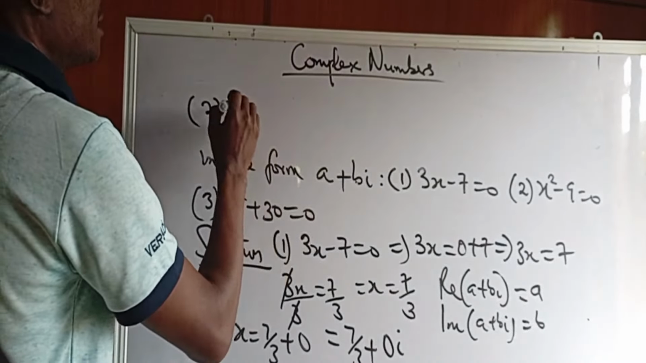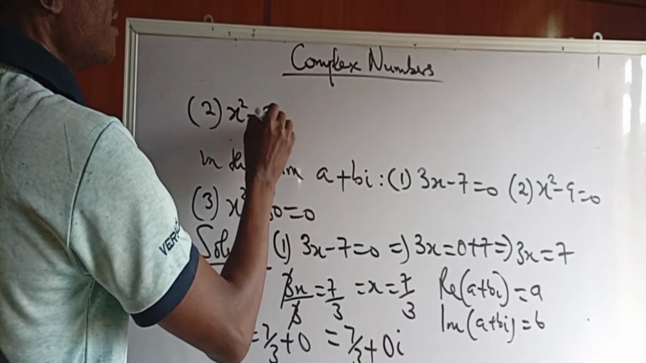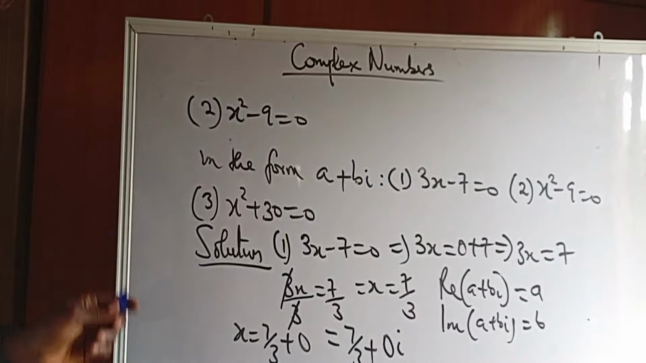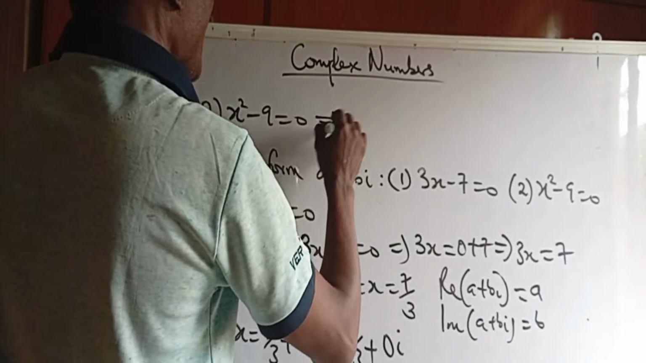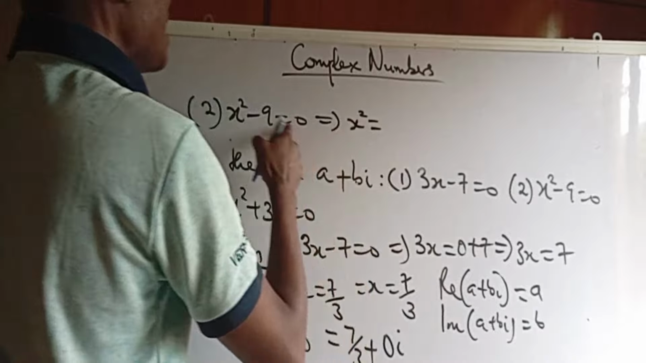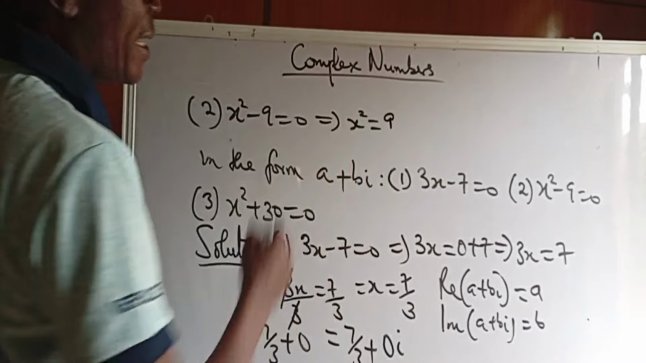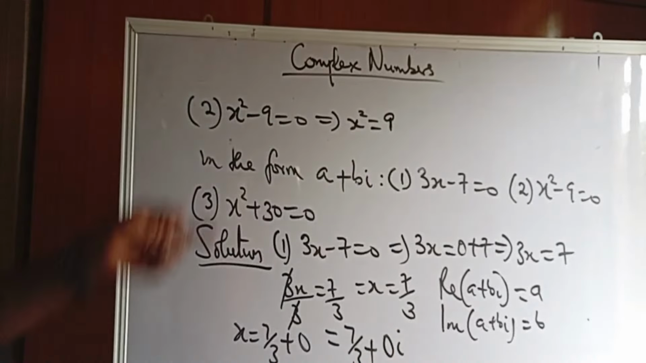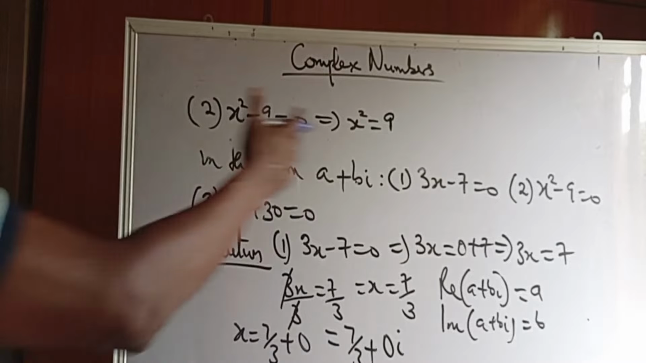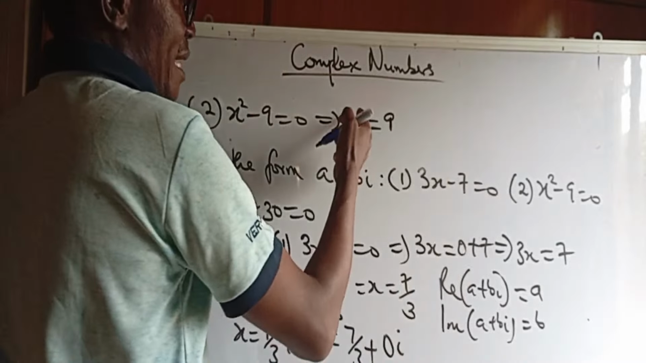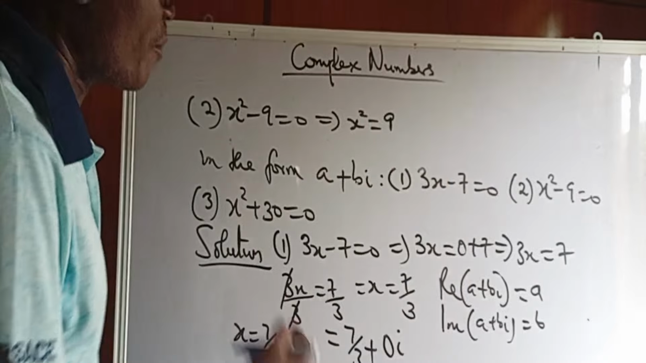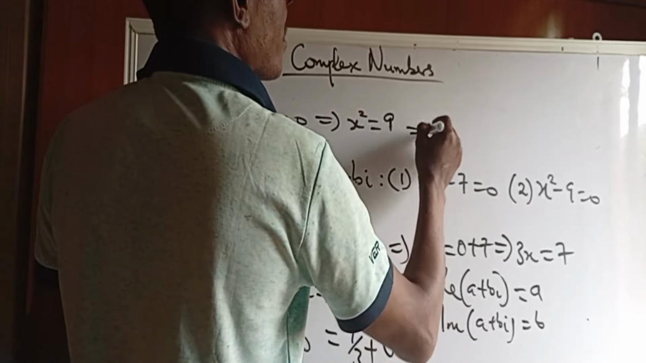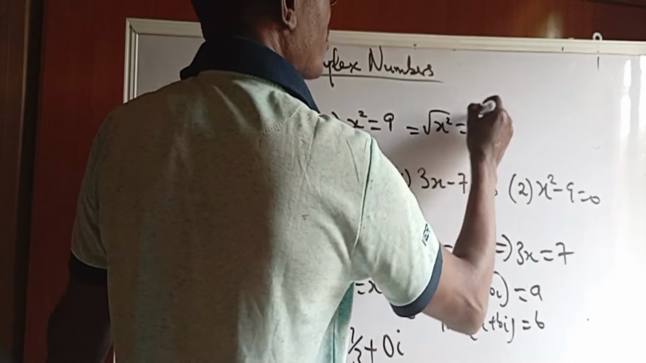x squared minus 9 is equal to 0. What do we do here? We take 9 to the other side. So we have x squared is equal to 0 plus 9, that is 9. Now that you have gotten x squared is equal to 9, how do you get the value of x? We just find the square root of both sides so that the square on x will be removed completely. So square root of x squared is equal to square root of 9.